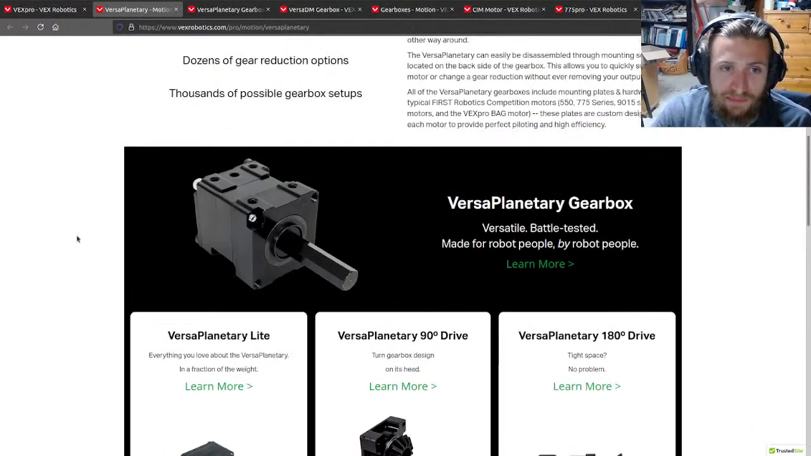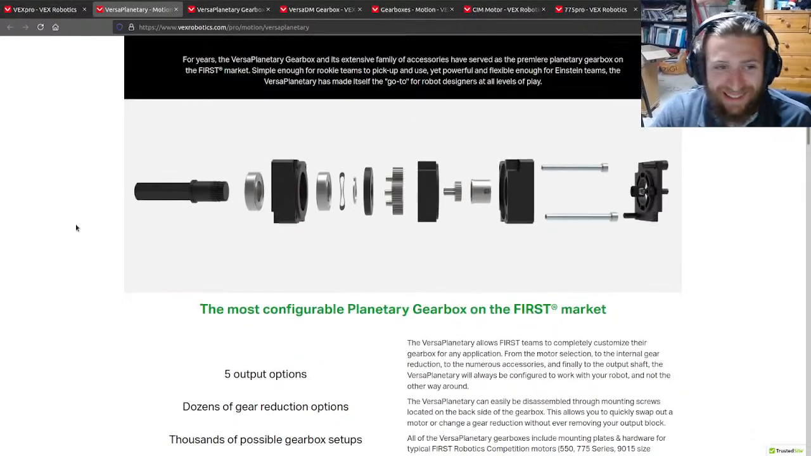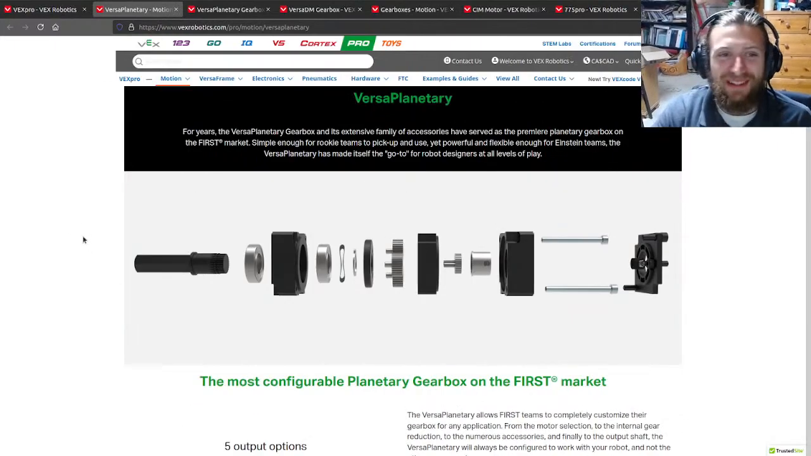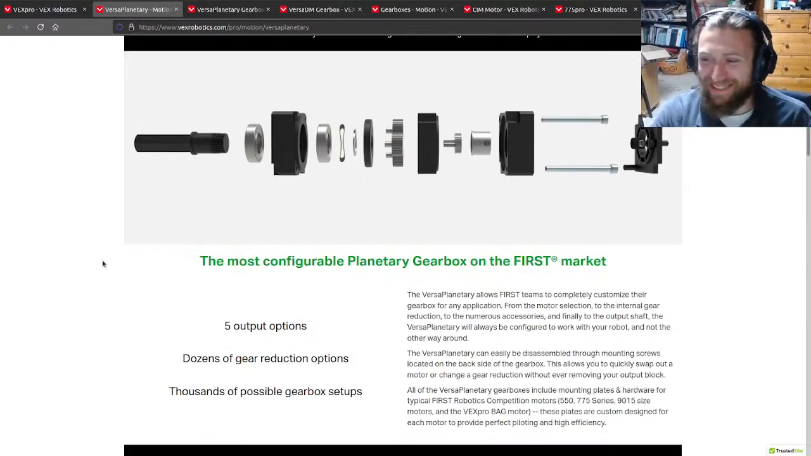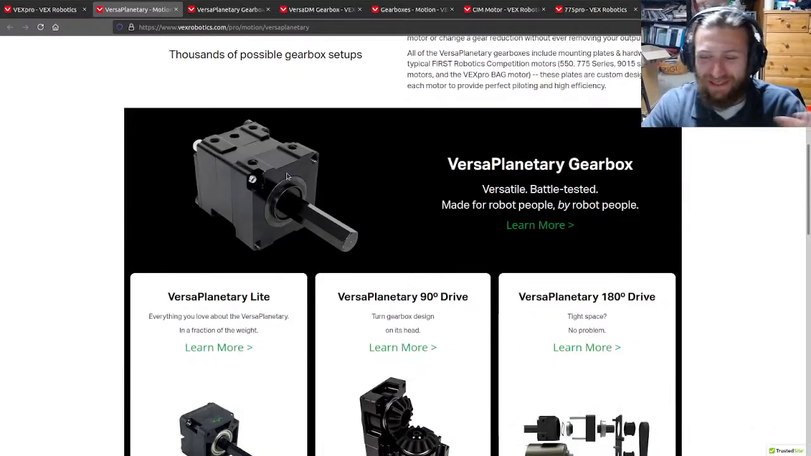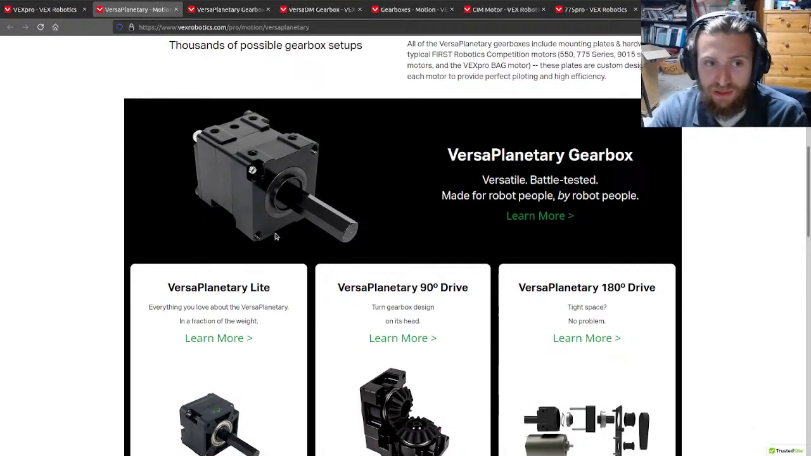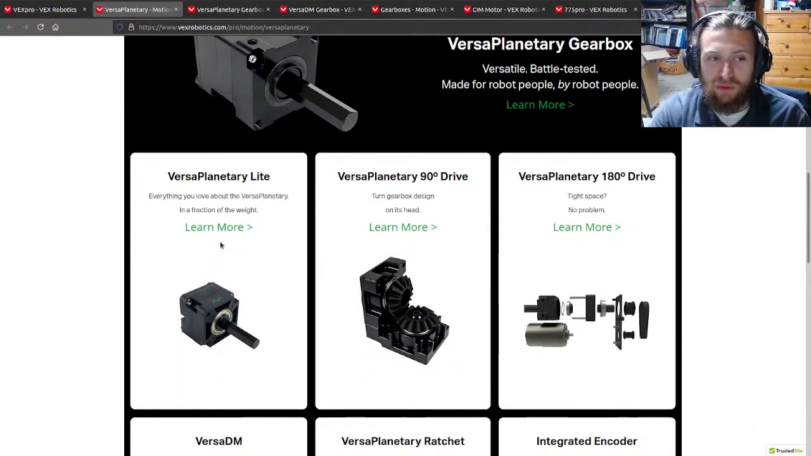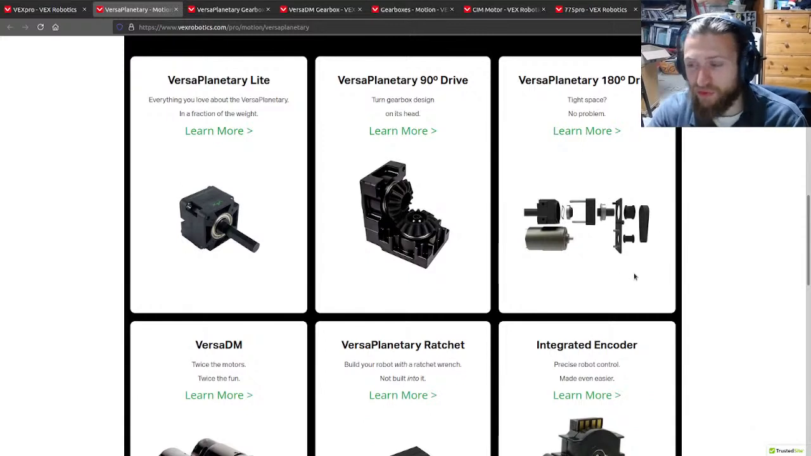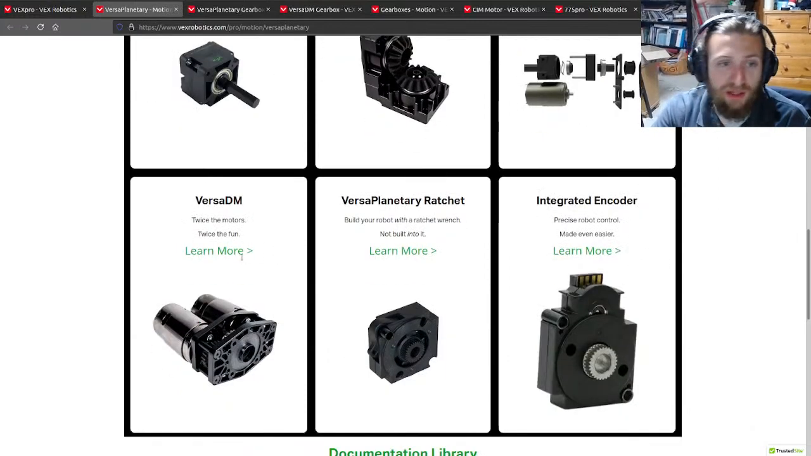So, this is the Vex website. This is the Versa Planetary stuff. Versa is for versatile. This is the main gearbox that we're gonna use. It's an aluminum construction. It's very, very good. It's very rigid. It's very easy to use. They have other renditions of this gearbox. They have a plastic version. They have a 90 degree output version. They have a 180 degree output version if you're really tight for space. It's actually 180 degree input, technically. The gearbox is the same, and then you input this way.